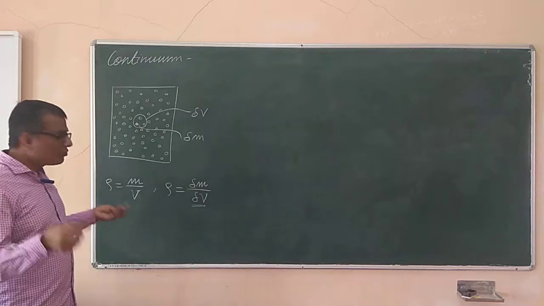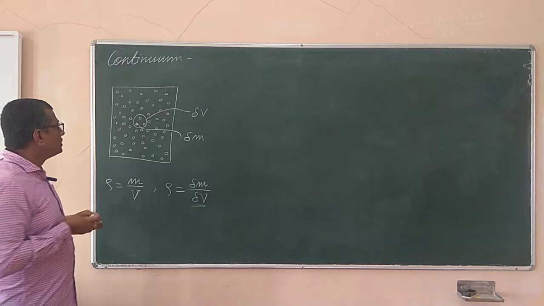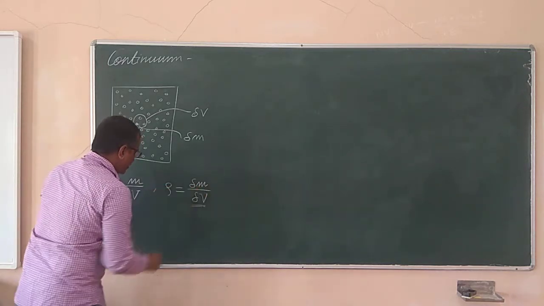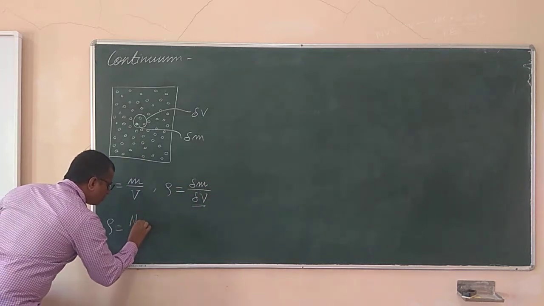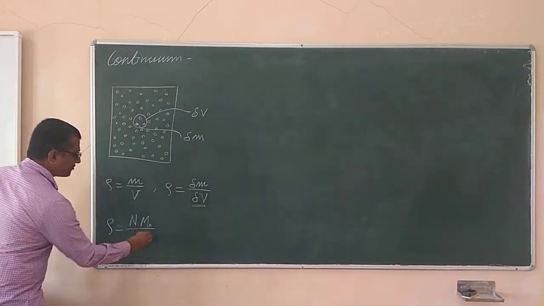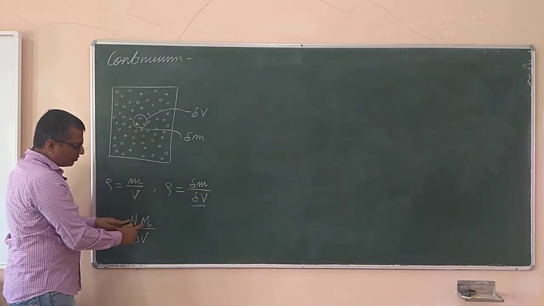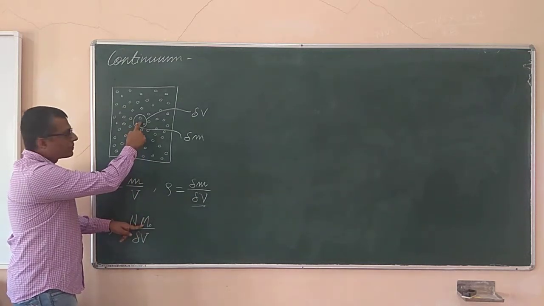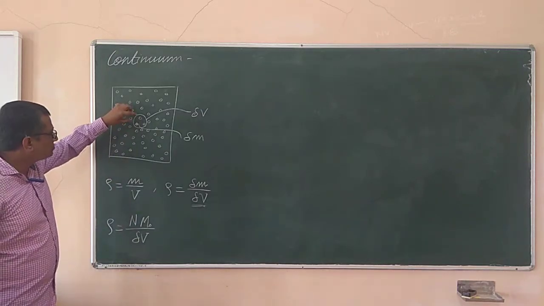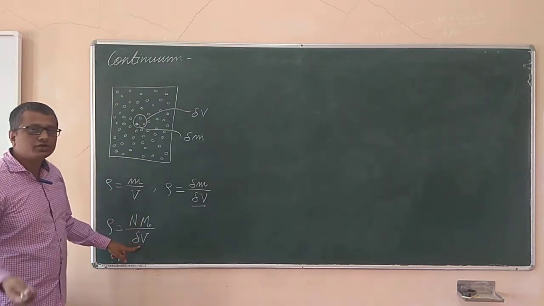How? Just consider one particular instant. At that instant, the density is equal to delta M, that is the number of molecules times the molecular mass of the molecule, divided by delta V. So this will be the modified formula. Capital N is the number of molecules in this space, and m0 is the molecular mass of the molecule. Now at one particular instant there are only 3 molecules in this space. So 3 molecules multiplied by the molecular mass of that molecule, divided by its volume.